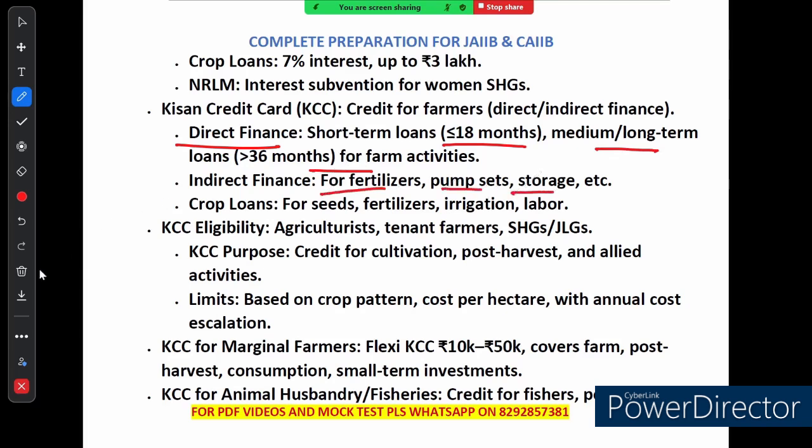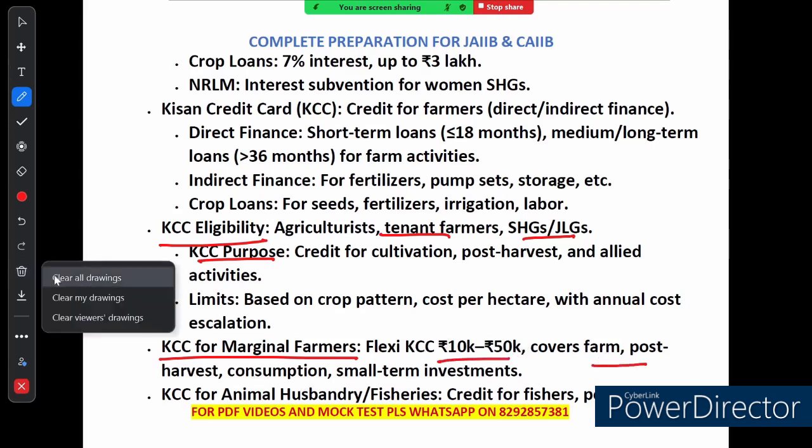Now the question is, who can get KCC, that is eligibility? Farmer, tenant farmer, JLG, SHG, joint liability group and SHG. What is the purpose? So the purpose is farming and post harvest need plus related activities like dairy and fishery. Now let's talk about the KCC for marginal farmer. There is a flexible KCC for a small farmer with limit between 10,000 to 50,000. Now if we talk about the farming cost, so post harvest need and small investment, these are included.